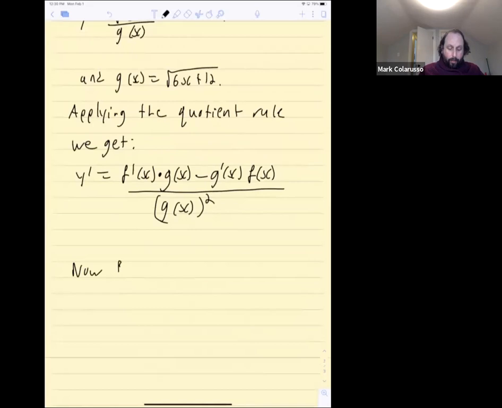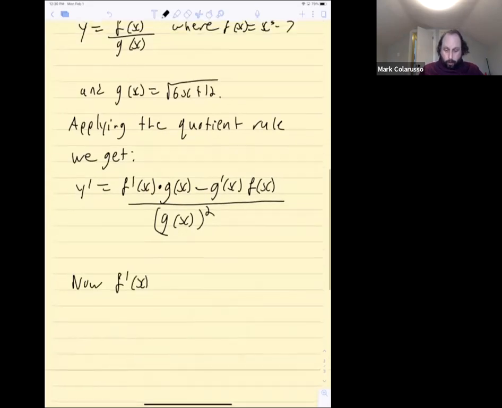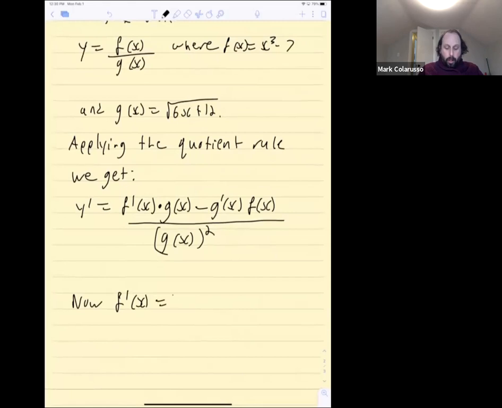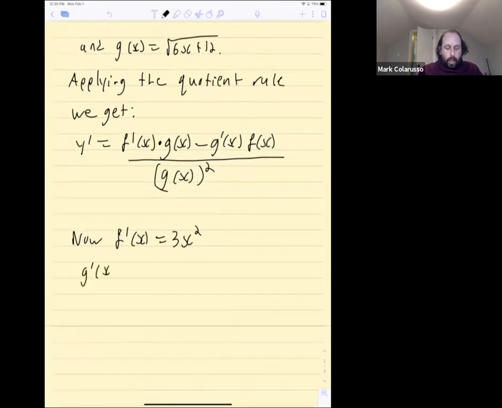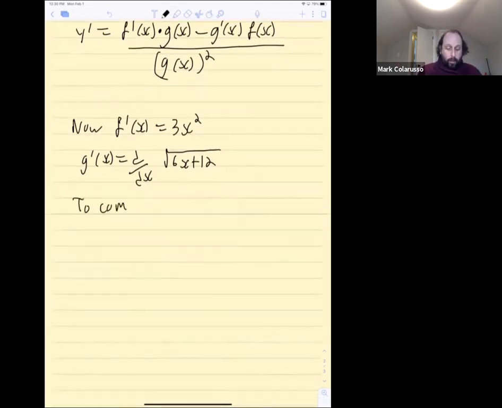Now, the derivative of f we can just get from the power rule. So it's just 3x squared, since the derivative of 7 is 0. But what about the derivative of g? The derivative of g is the derivative of this root function, the root of 6x plus 12. We recognize that for this, we need the chain rule.